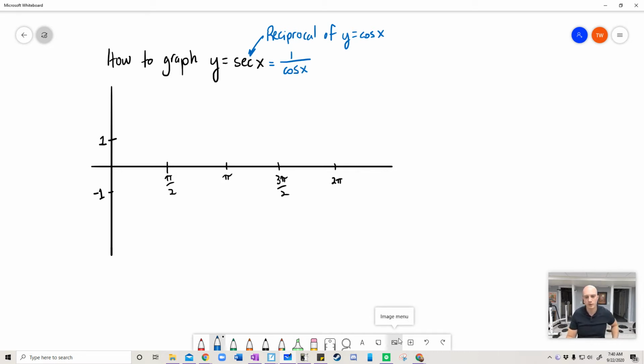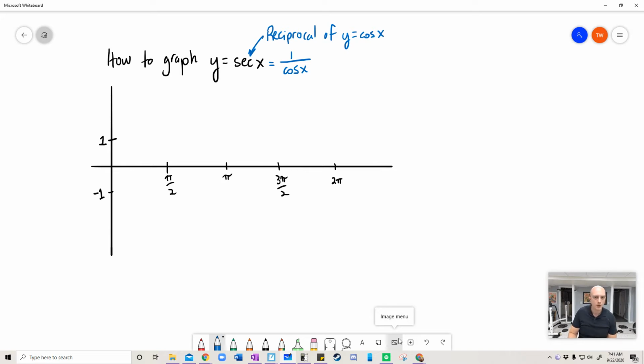Another thing I want to point out is that I'm assuming that you're comfortable making a sketch of the graph of cosine and you're comfortable making a sketch of a cycle of sine of x. So if you want a refresher on those, stop this video and go look at my other video of how to make a cycle of sine and cosine.